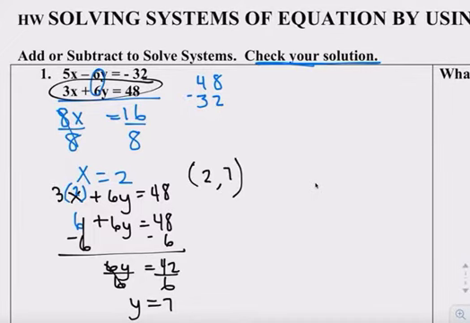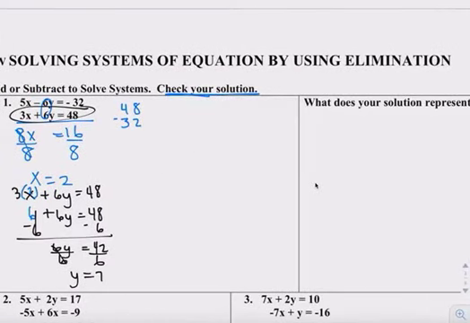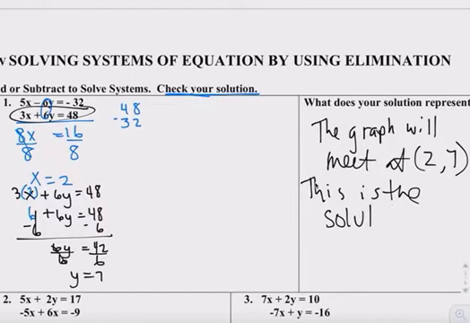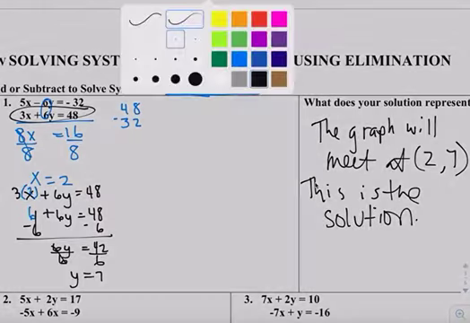That's where the graphs meet. What does your solution represent? It represents where the graphs will meet, at 2, 7. This is the solution. The solution is 2, 7. That's where the graphs meet. Check your answer.